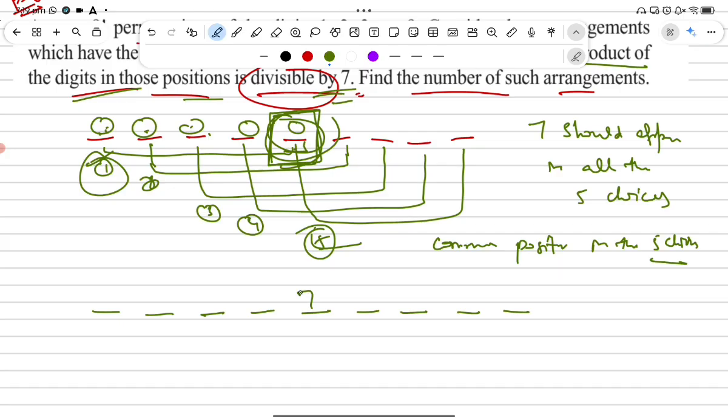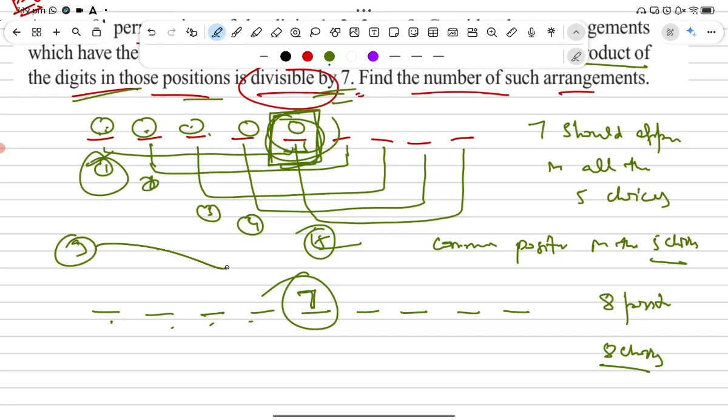Sweet. Now this is fixed. Now we are left with 8 positions. 8 positions. How many choices to fill it from? 8 choices. Why 8 choices? Earlier we had 9. We have already chosen 7, right? So we'll have 8 choices, 8 positions, 8 factorial ways.